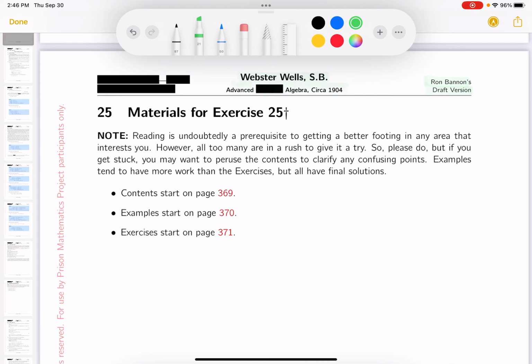All right, this is the materials for exercise 25. So what do you get? You get contents, you'll get examples, and you get exercises. This material, at least the PDFs, are being made available to the Prison Mathematic Project participants only. It will be published, but at a later date, all right?